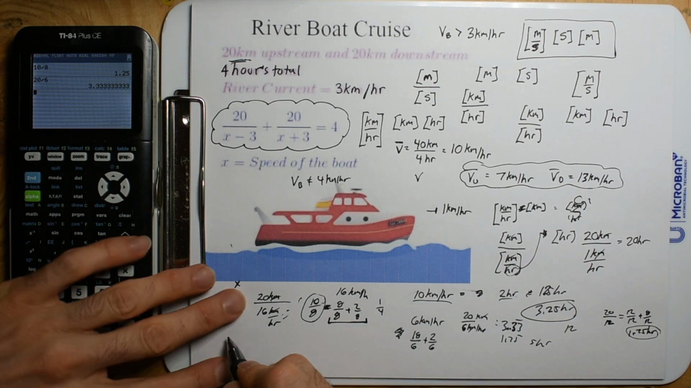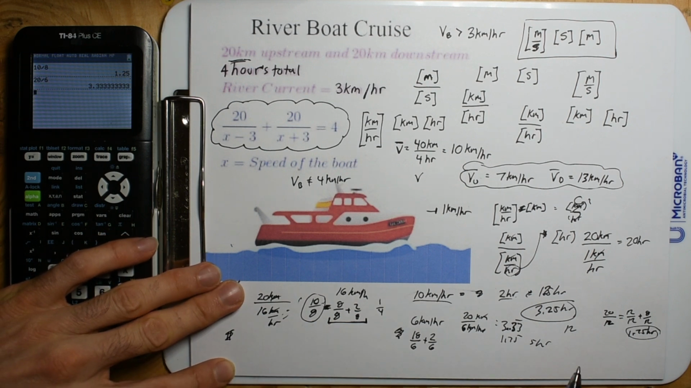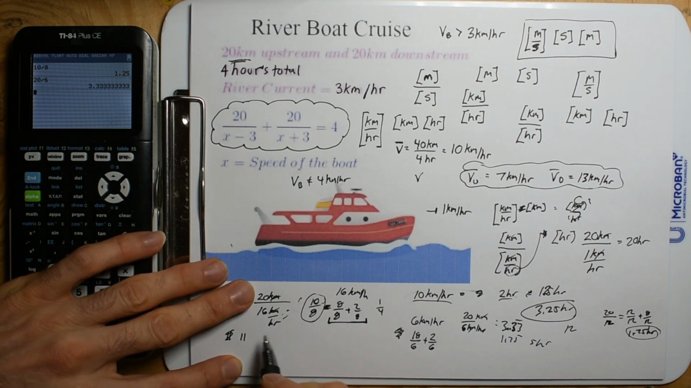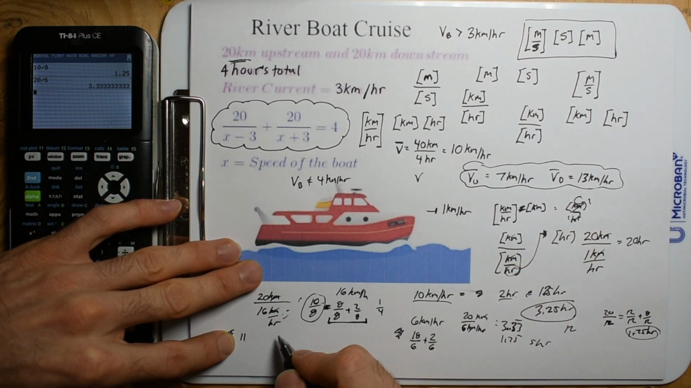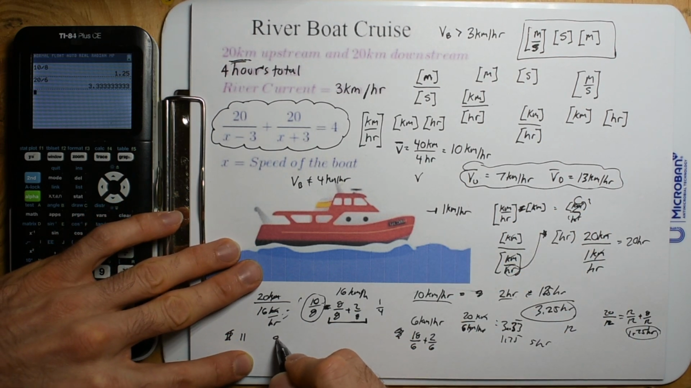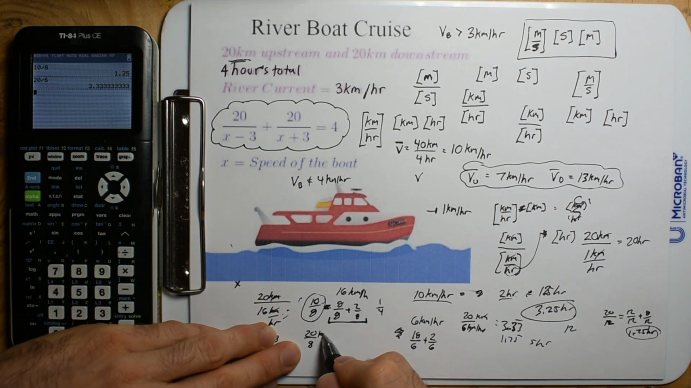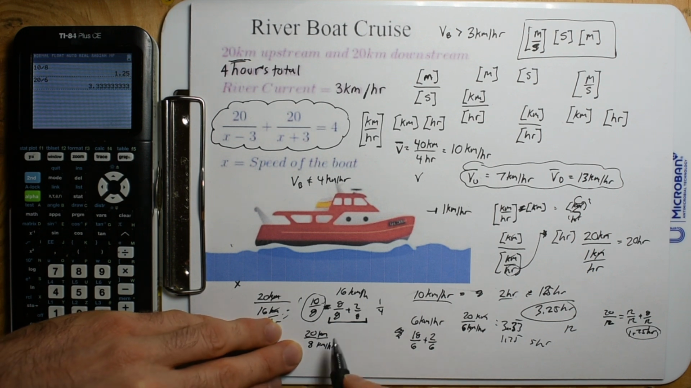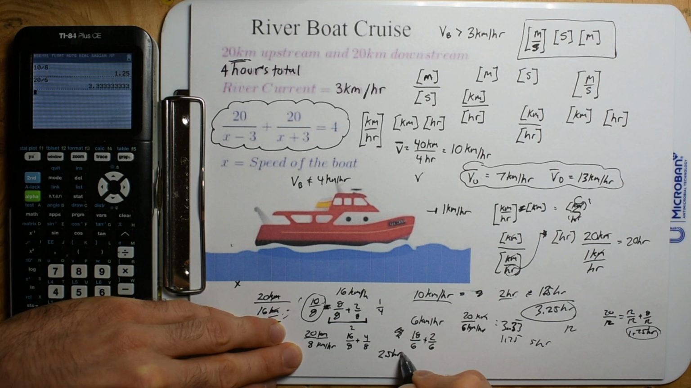So yeah, I think it's going to be 11. Probably 12. Hey, yeah, let's say our speed is 11. So if our speed is 11, on the way up, we're going to be 11 minus 3. That's 8. So we have 8, and we're going to be doing 20 divided by 8. This is 20 kilometers divided by 8 kilometers per hour, or upstream speed. So again, this is 16 divided by 8 is 2, plus 4 divided by 8. So this is going to be 2.5 hours up.